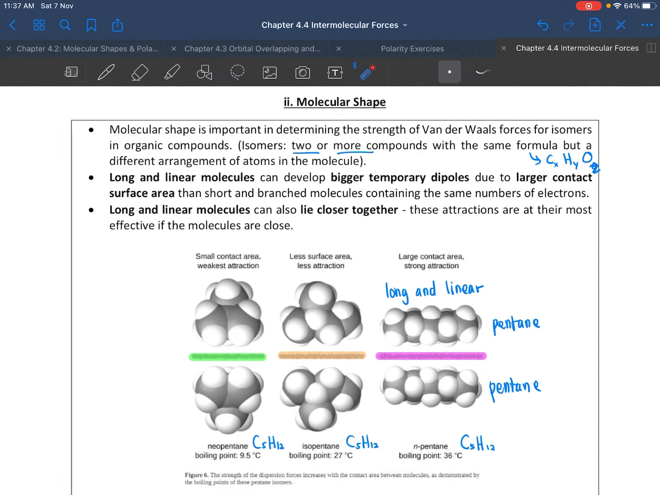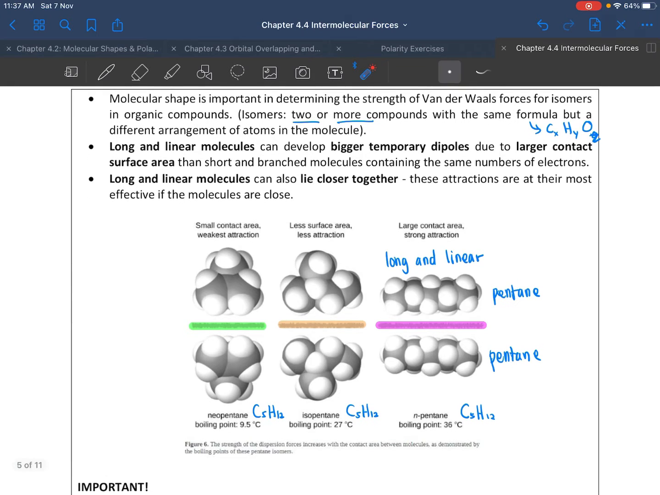So kiranya betul lah, tally lah dengan apa yang saya beritahu kamu. Kalau bilangan carbon and hydrogen dia sama, so maksudnya we cannot use the first factor to determine the strength of van der Waals forces sebab dia punya molecular weight dia, since bilangan carbon and hydrogen dia sama, so molecular weight dia sama. Okay, same molecular weight. That's why we need to look at the molecular shape.